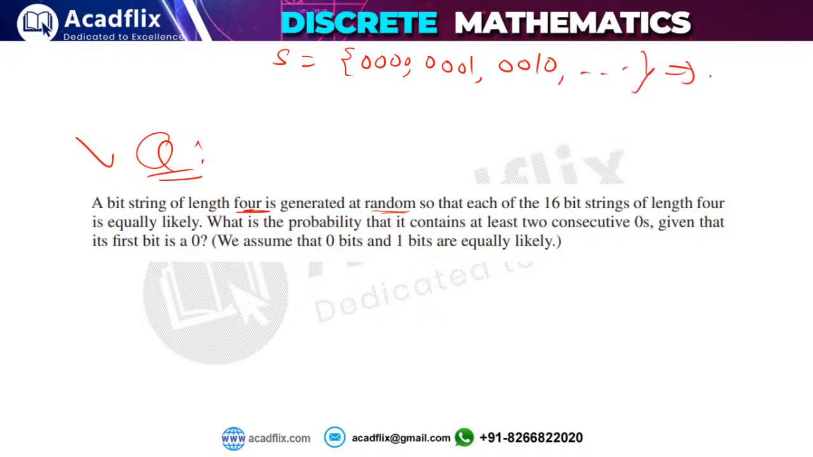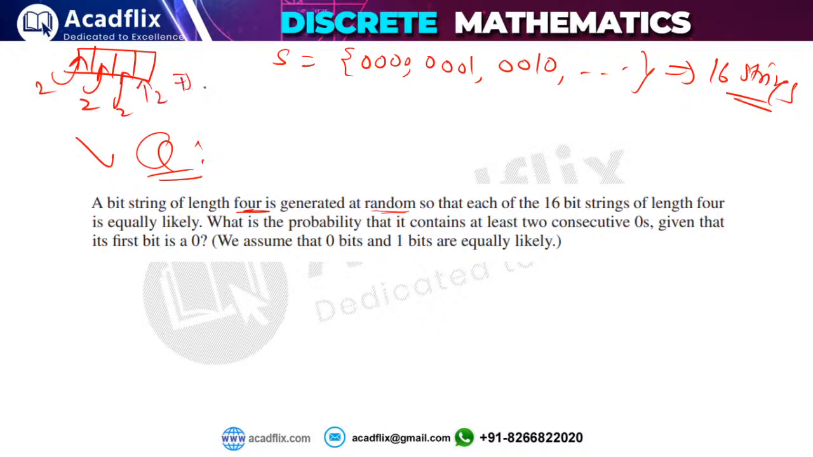Total how many strings are there? 16 strings are there. Okay, you know that if you have 4 positions, then each position can be filled with 2 items, 0 or 1, 0 or 1, 0 or 1. So how many total strings you have? 2 into 2 into 2 into 2. So that will be 16 strings. This we have already seen in combinatorics, in the counting, we have already done this. So there will be total 16 strings. This is your sample space.